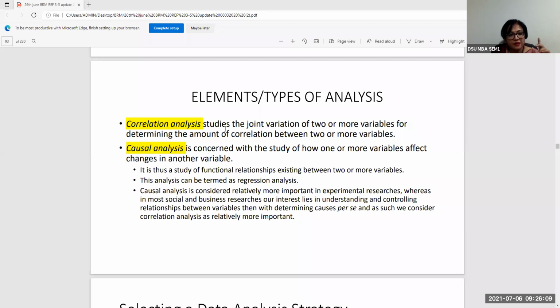Causal analysis, please remember what I've highlighted on the screen. The second yellow highlighted portion: it is not casual, it is causal, cause and effect. All right. So causal analysis is concerned with the study of how one or more variables affect changes in another variable. So is it actually a cause and effect relationship, which you can basically find out with experimental methods.